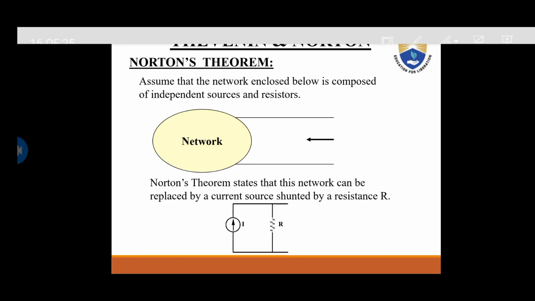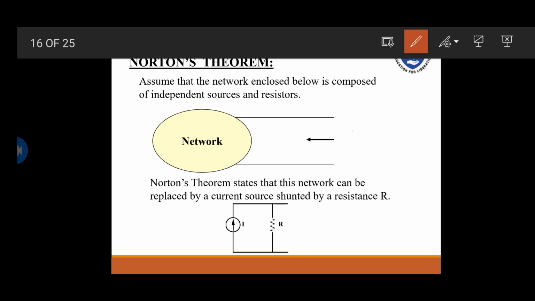Now let us discuss Norton's theorem. Assume the network is composed of independent sources and resistors. The difference between Thevenin's and Norton's is, if you have more voltage sources, consider Thevenin's. If you have more current sources, consider Norton's theorem and try to solve the problem. Anyway, you will get the same answers. As you can see in this example.